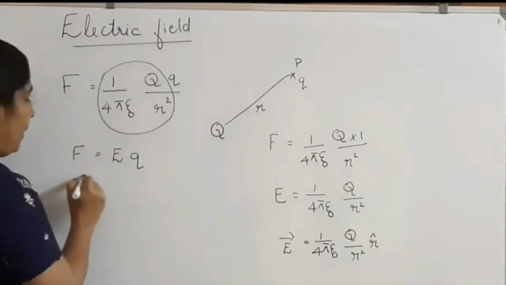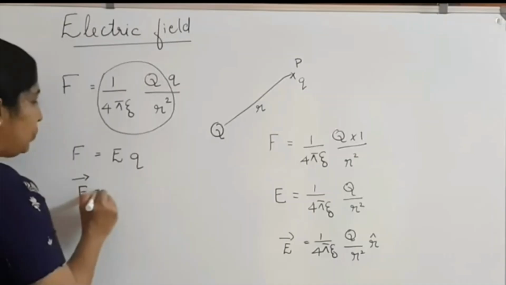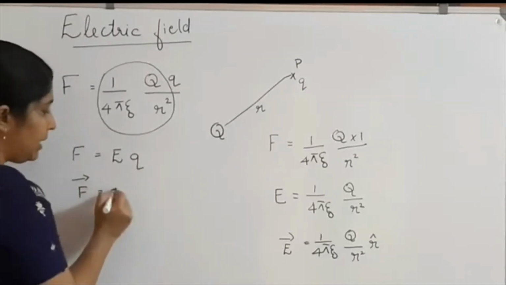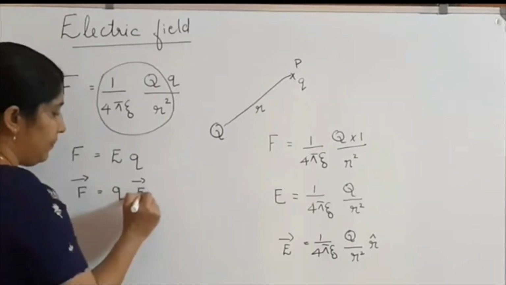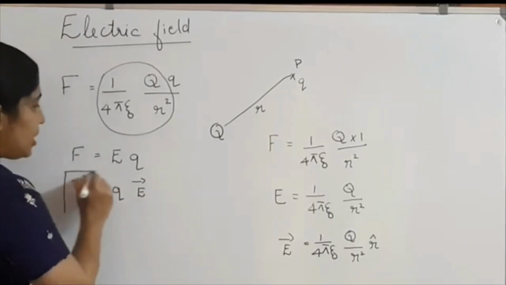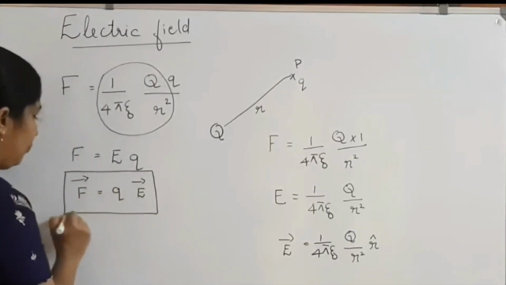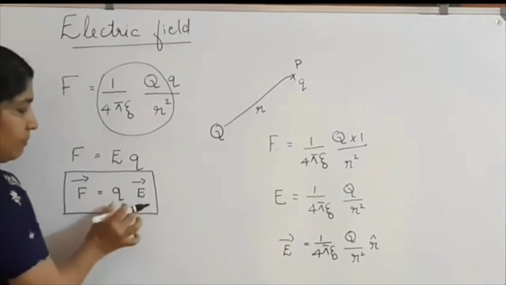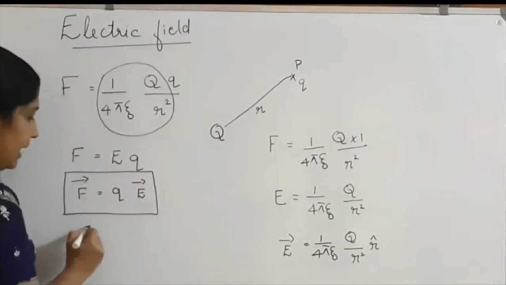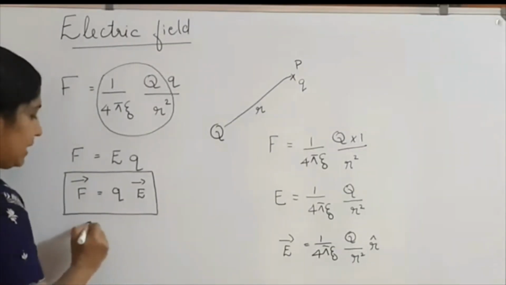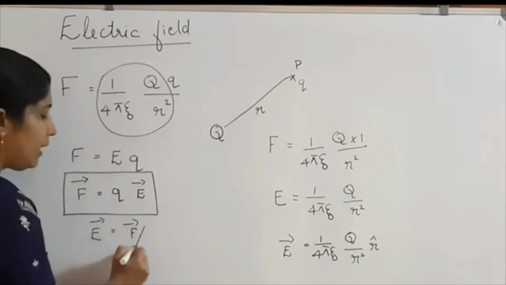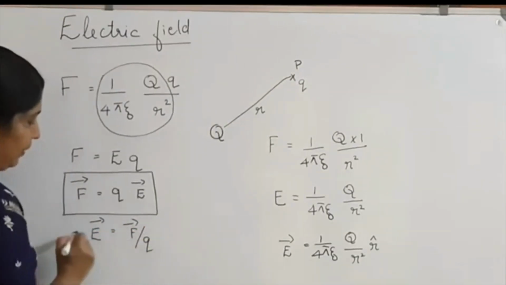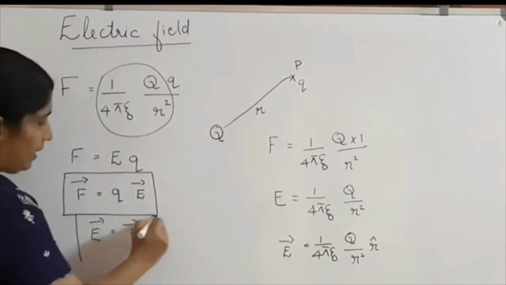In vector form, vector F is equal to q, which is a scalar quantity, into vector E. This is the relation between force and field. From this equation, we can write vector E is equal to vector F divided by q.